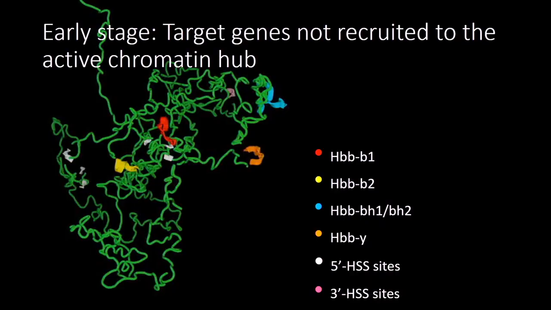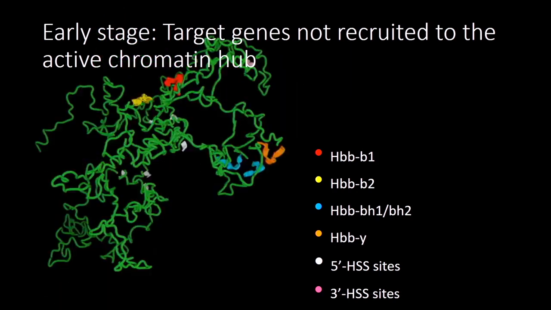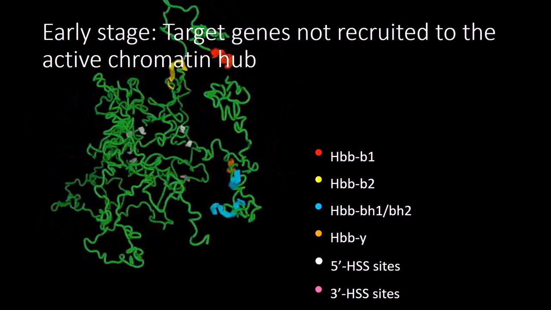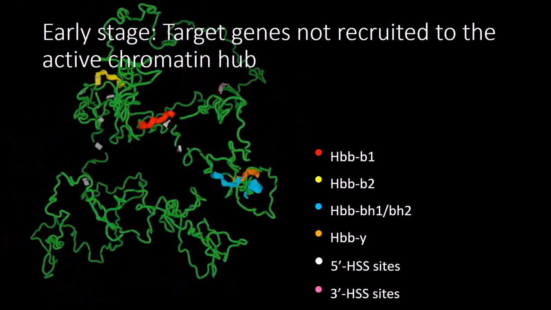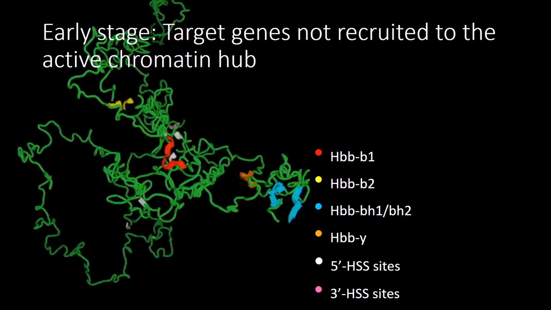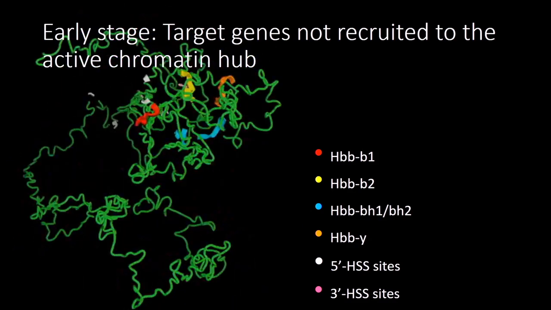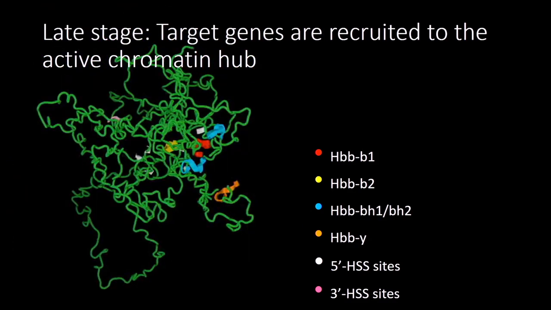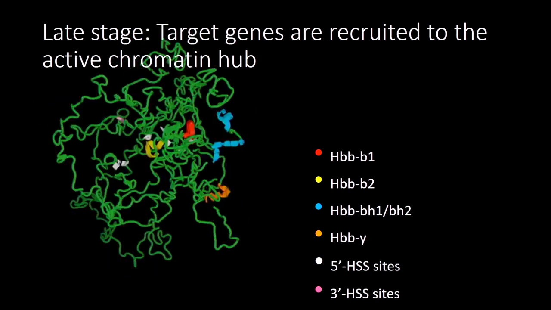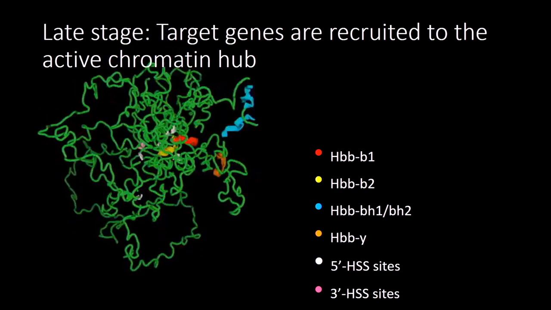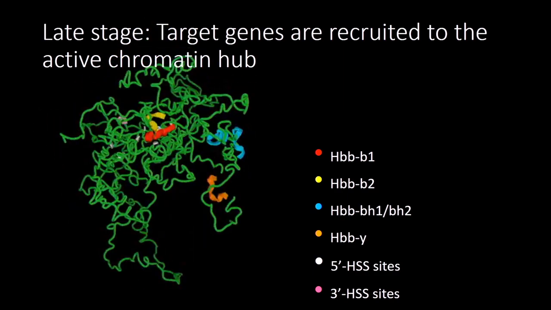You can see here the different hypersensitive sites in white and purple, and then the different genes in the active chromatin hub. Here's a model of the early stage, and if we set it running, qualitatively it's all over the place. Things are moving in a fairly wild way, and in particular, the colored bits are not really all close together. If you contrast that with the later stage, you can see things are much more compact. As the structure moves, you still see things grouped together.